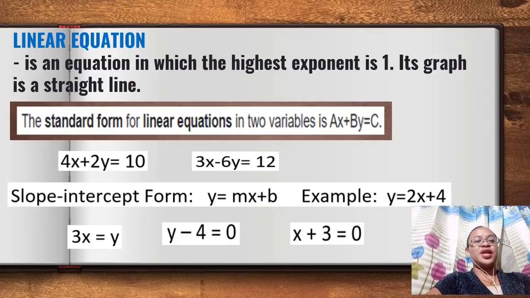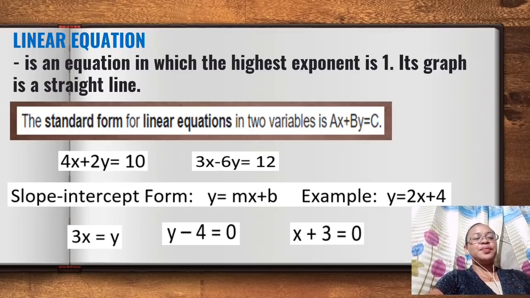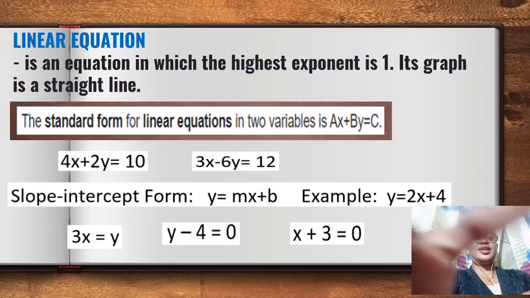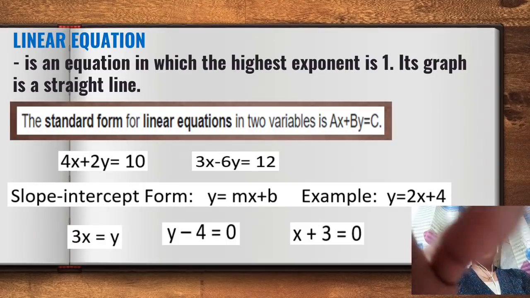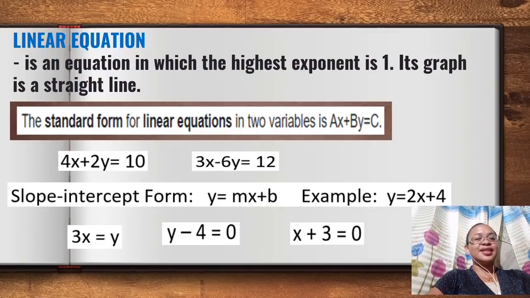y minus 4 equals 0. It is not in standard form. It is also not in slope-intercept form. We have another example. x plus 3 equals 0. You will learn more about these linear equations as I discuss how to graph them.